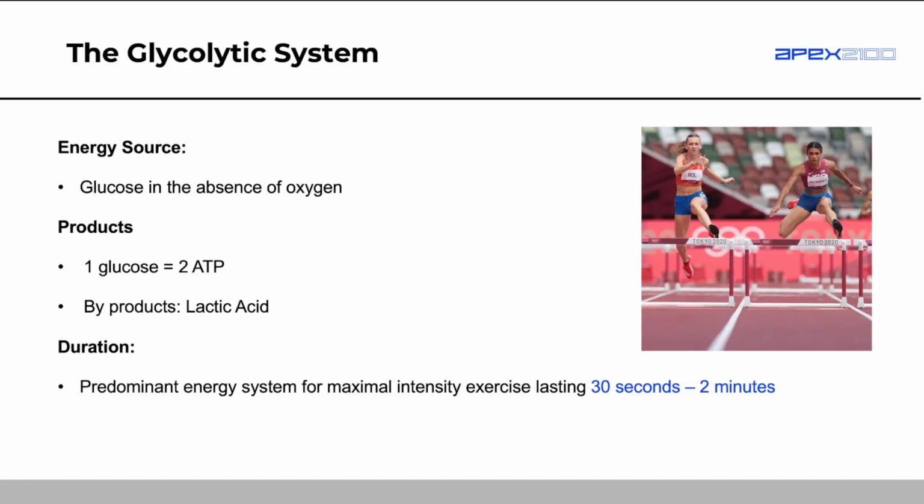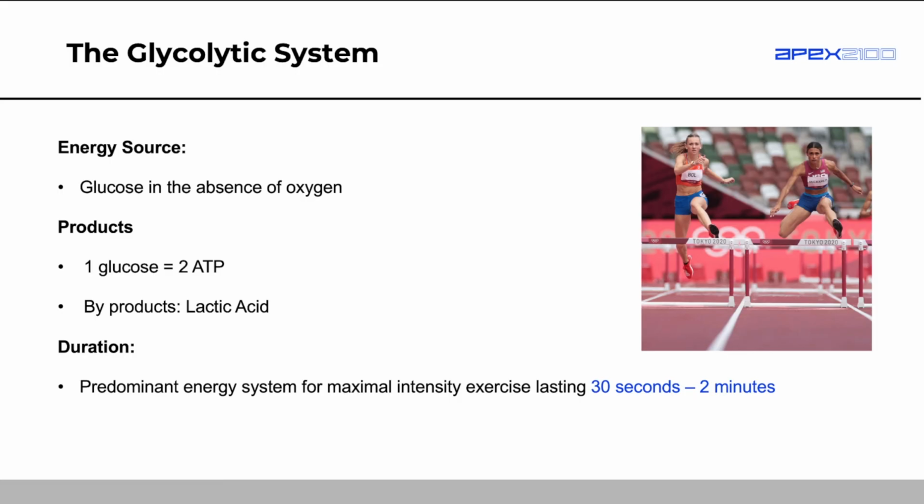This process within the glycolytic system converts one glucose molecule into 2 ATP, and it has a byproduct of lactic acid. Lactic acid begins to accumulate in the muscles. The buildup of lactic acid lowers the pH, which leads to that sensation of muscle fatigue and burn that really, really hurts. This is the predominant energy system for maximal intensity exercise, lasting 30 seconds to 2 minutes. So that is our glycolytic system, the overview.